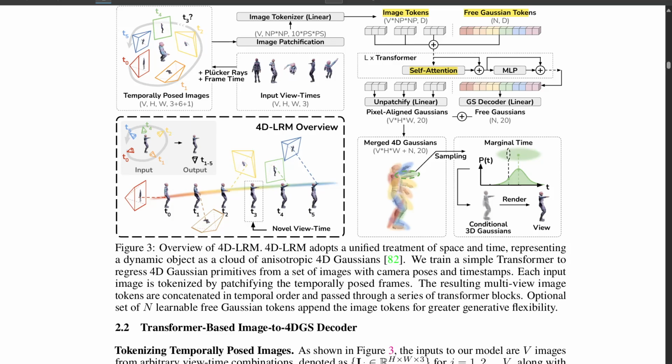Why do you think that is? The paper argues it's because 4D-LRM produces more faithful reconstructions as its starting point. Even with the motion ambiguity inherent in generation, having a better underlying 4D structure helps the diffusion model produce better, more consistent results. So a better foundation leads to better generation.